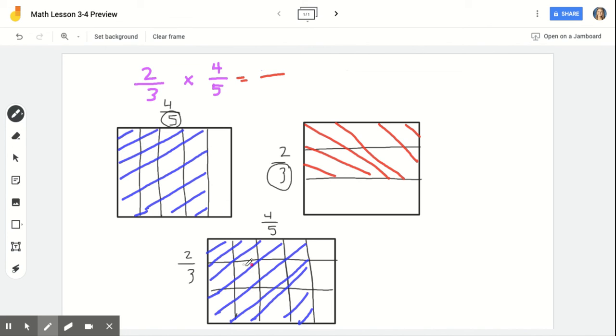So what you're basically going to do is you're going to ignore all the shading in blue that we just did, and you're going to ignore these vertical lines that we just did. Look at this image as if you're just looking at one part here, one part here, and one part here. And so I'm going to shade in all the way across to represent 2/3 shaded in for this one whole.